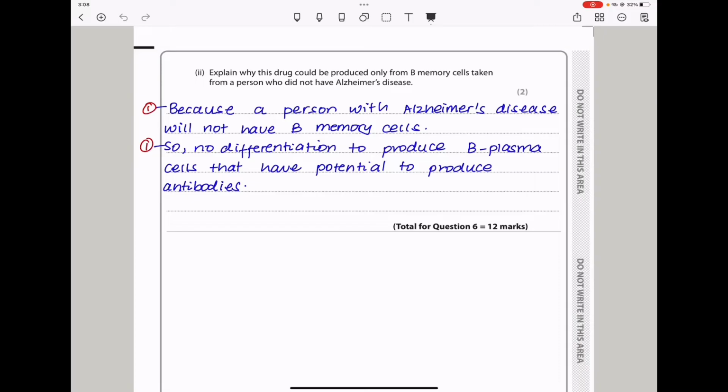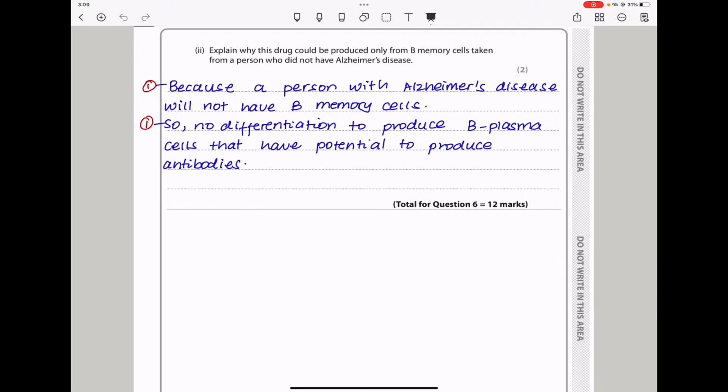Next they say, explain why this drug could be produced only from B memory cells taken from a person who did not have Alzheimer's disease. Because if a person had Alzheimer's disease, then they will not have the B memory cells, so no differentiation to produce B plasma cells that have the potential to produce antibodies. So this brings us to the end of question 6. Let's continue to question 7.